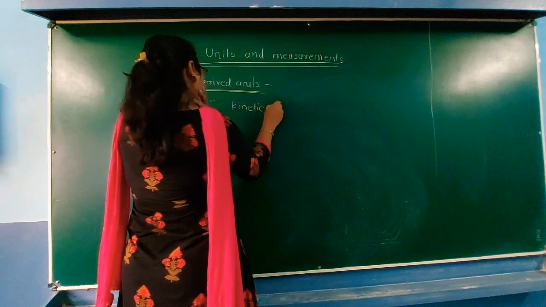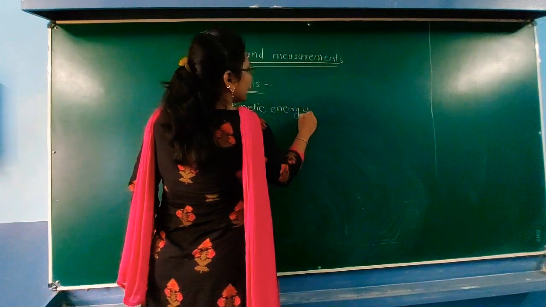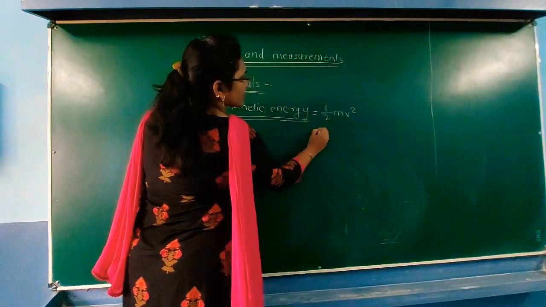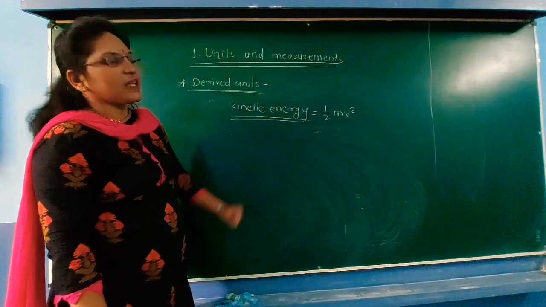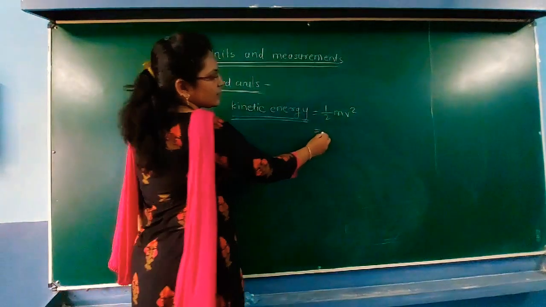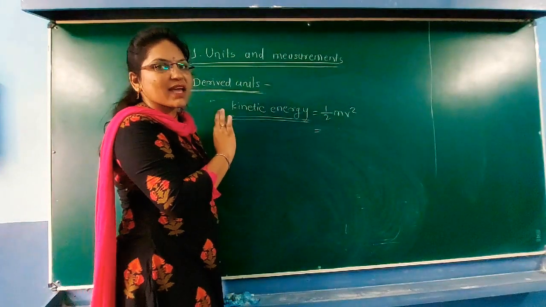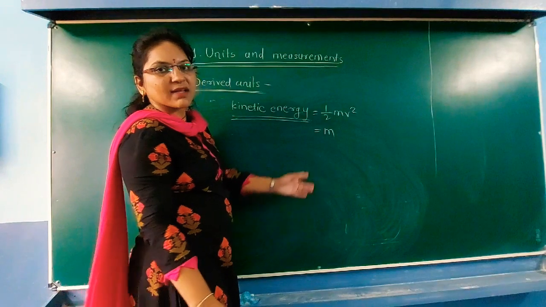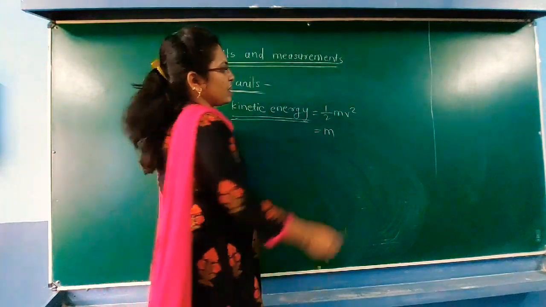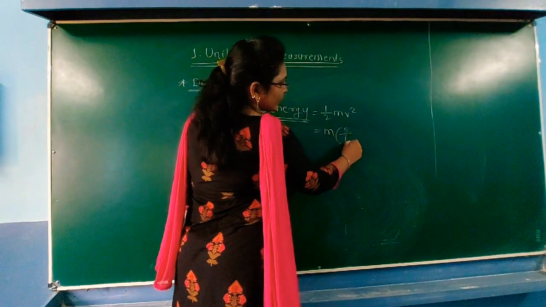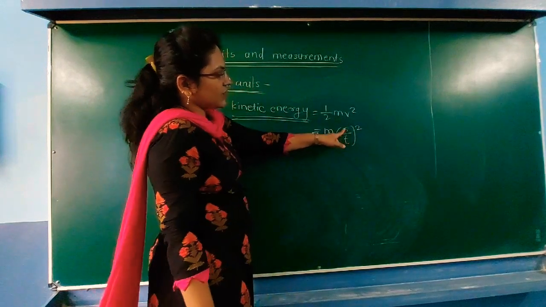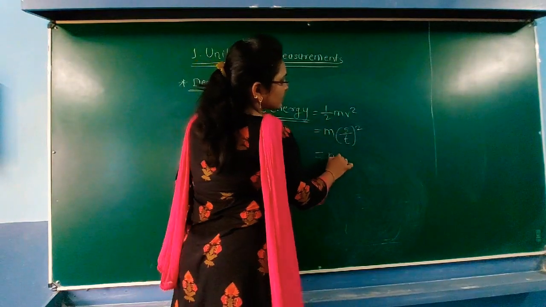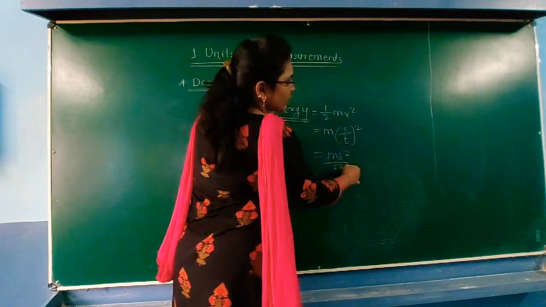kinetic energy. Kinetic energy, all of you know the formula, which is half mv square. Here 1/2 is a constant, it has no unit. Then mass is a fundamental quantity. Then v is not a fundamental quantity. In place of v, we can write displacement upon time. So (s by t) whole square becomes s square upon t square.